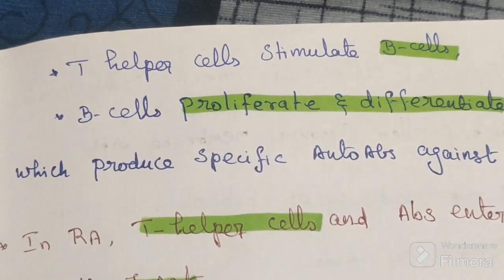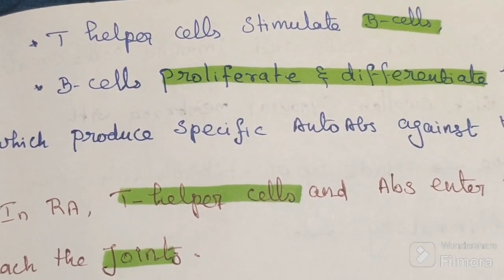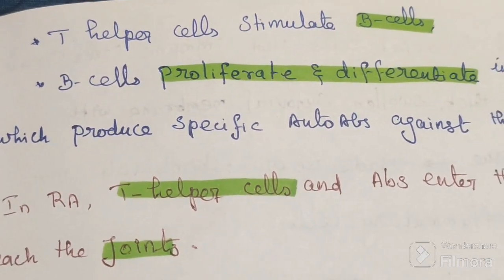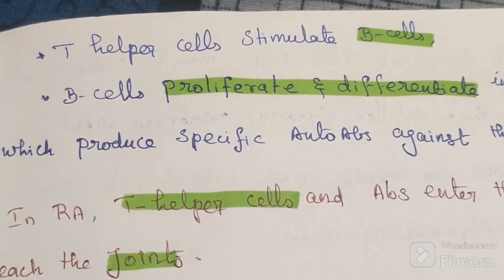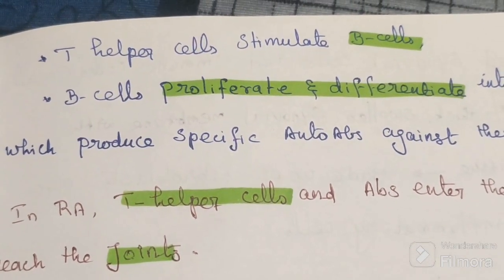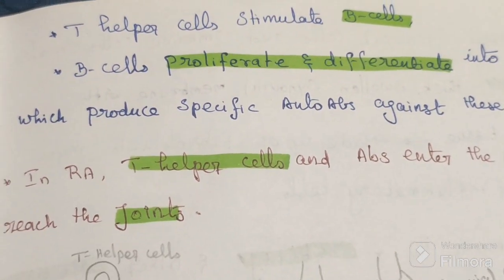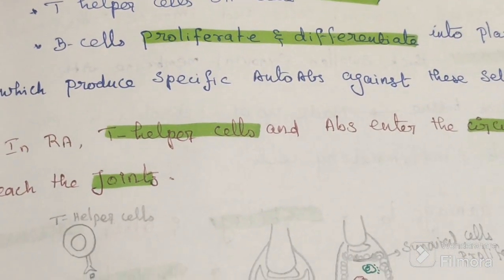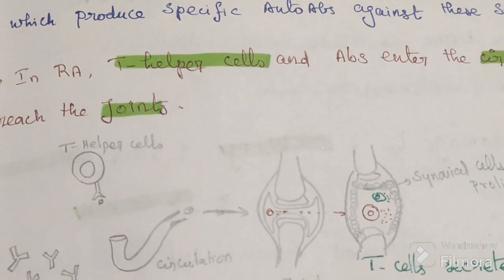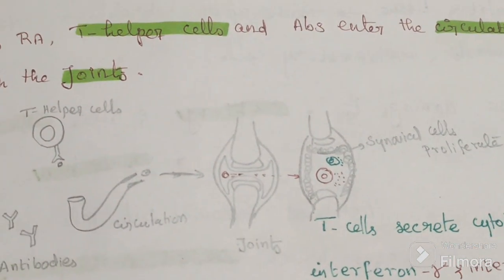Here, what are the things? The antigen is picked up by the antigen presenting cell and carried to the lymph nodes. The T helper cell stimulates the B cell, which proliferates and differentiates into plasma cells, which produce specific autoantibodies against this specific antigen. In rheumatoid arthritis, the T helper cells and antibodies enter circulation and reach the joints.